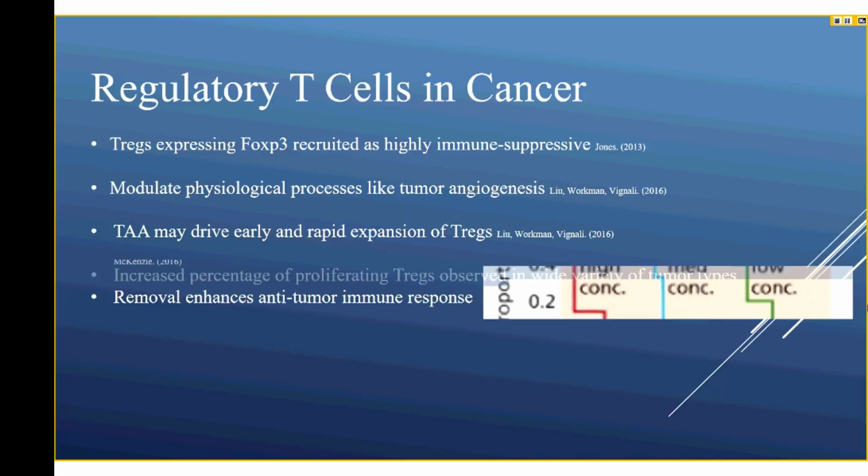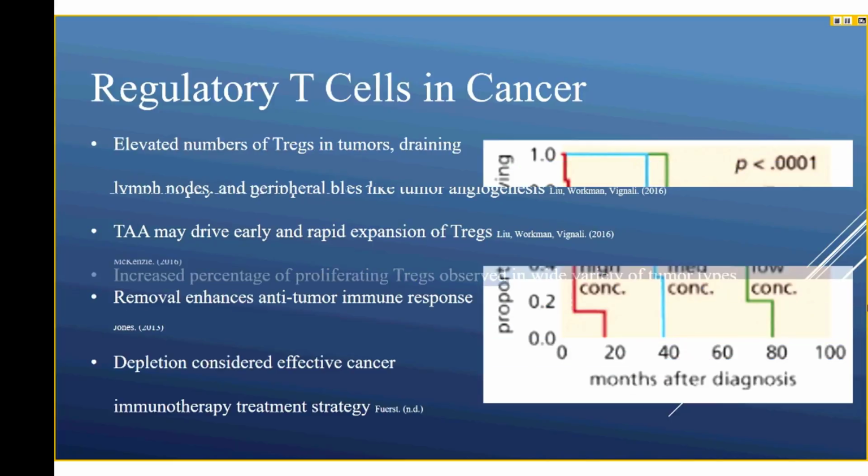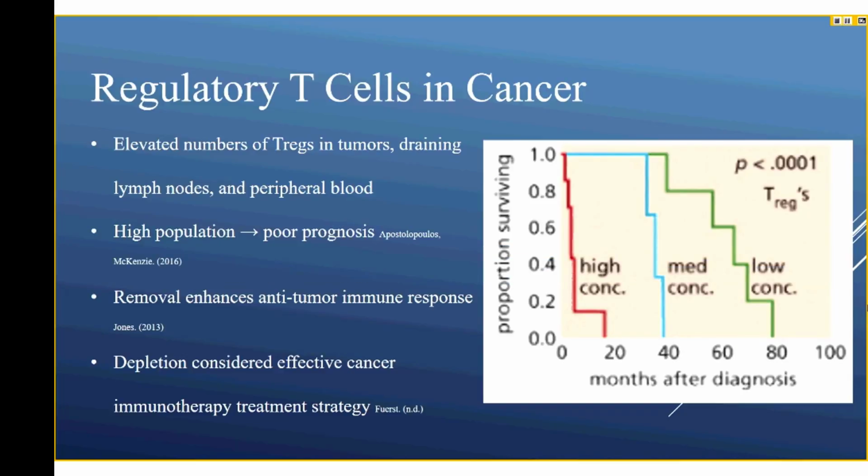And this will increase the potential of proliferating regulatory T cells in the lymphoid tissue, tumor, and blood of cancer patients. And as we have probably figured out by now, this elevated number of regulatory T cells in tumors is not directly helping cancer patients.